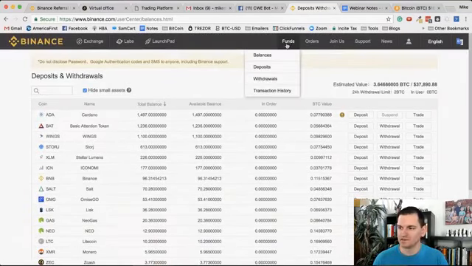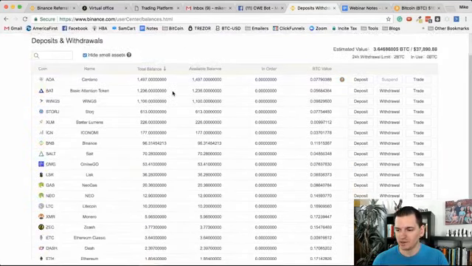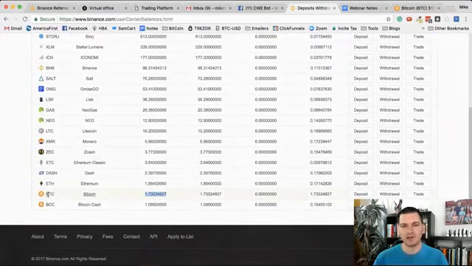So you go to funds, deposits, you send your Bitcoin to your Bitcoin address. Do not send it to any other address, Bitcoin to Bitcoin only. Send it to your Bitcoin address. As soon as the Bitcoin shows up right here and you see it there, now you can set up your bot. Okay, so everybody following? Now you can set up your bot.